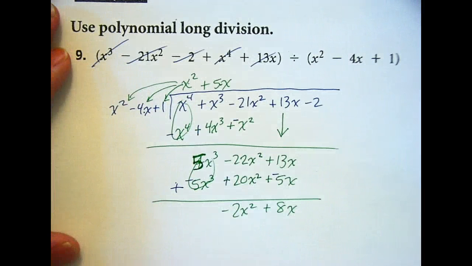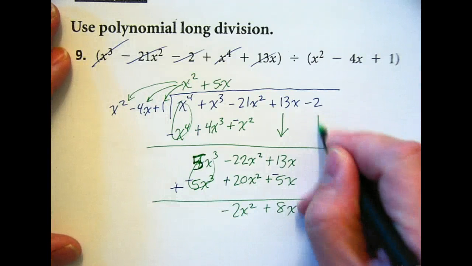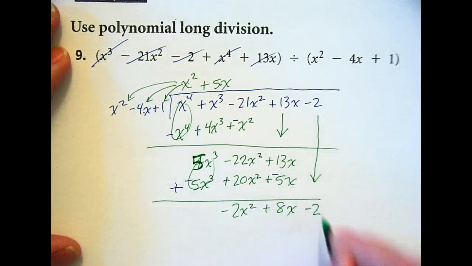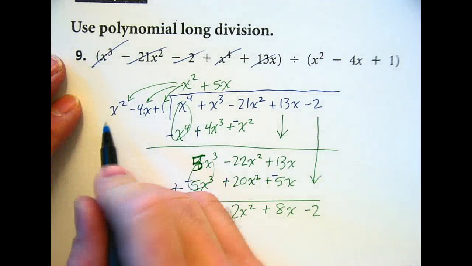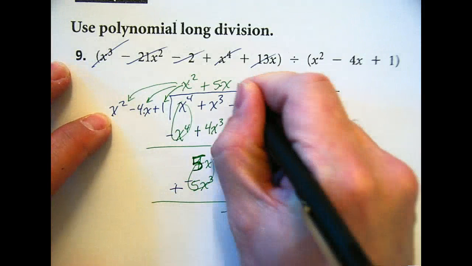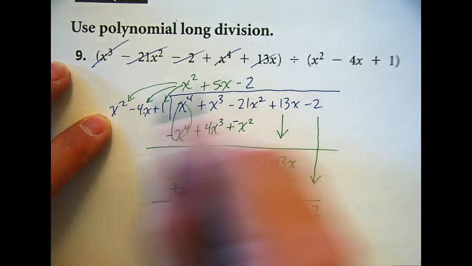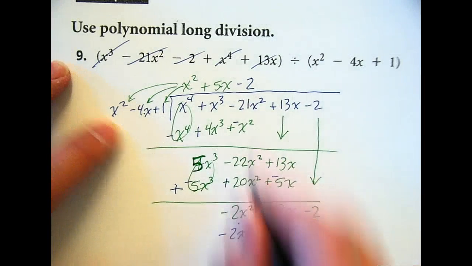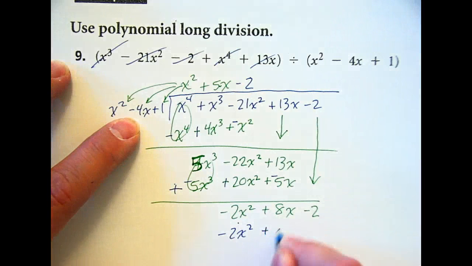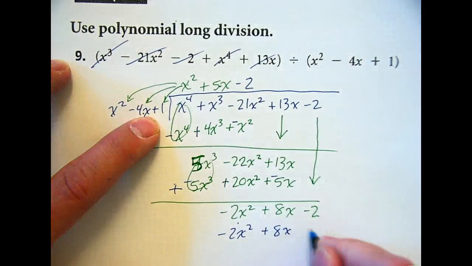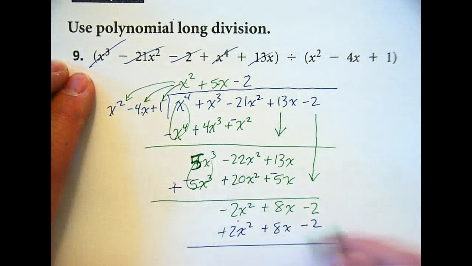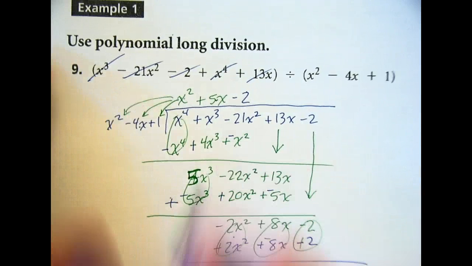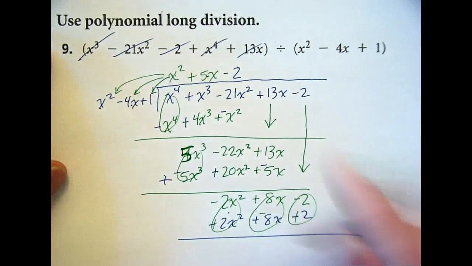3 terms, 2 terms, so we need to bring down that last term. I want you to finish up the problem. Okay, here we go. X squared times negative 2 is negative 2x squared. Negative 2 times negative 4x is positive 8x. And negative 2 times 1 is negative 2. We flip the signs. That gives us 0, 0, and 0. This is our solution. How many got it?